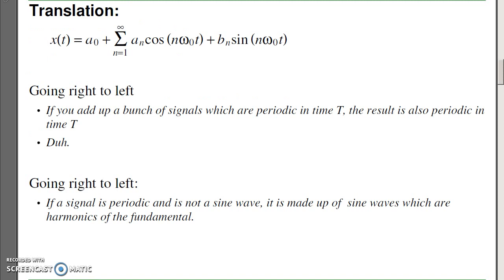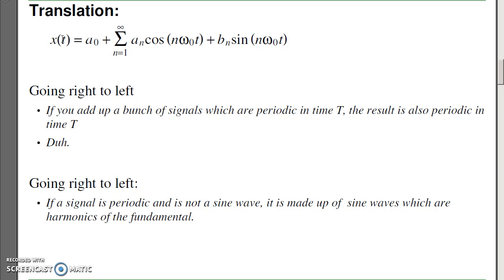Now in English, what that means is here I've got a function x of t, which is periodic. Here I've got a bunch of sine waves. They're equal. Equal is a very powerful symbol. What it means is the two are exactly the same. Not approximately, but exactly the same. Going right to left, what this says, if I have a bunch of sine waves that are periodic in time t, if I add them up, the answer is periodic in time t. Well, that's kind of obvious, so that's like a big duh.